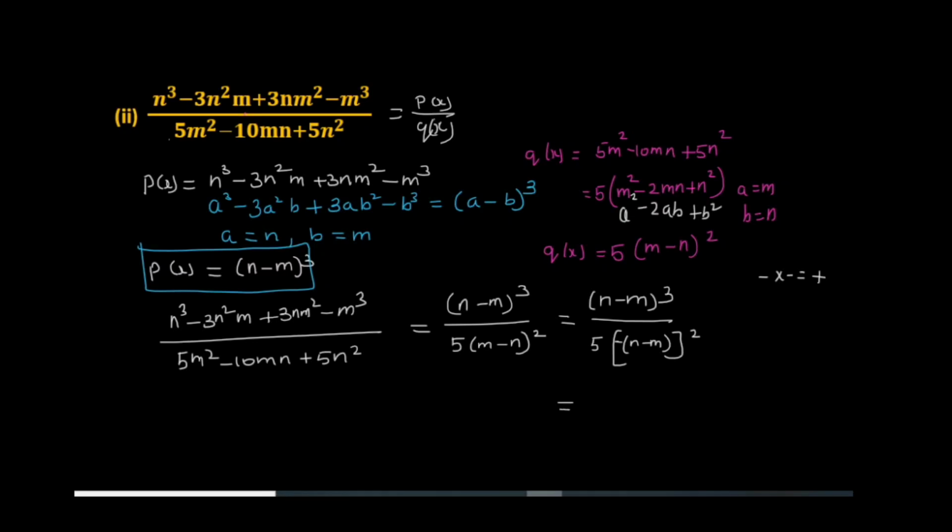Now the numerator is n minus m the whole cube, and in the denominator minus into minus will become plus, so n minus m the whole squared. Now we can cancel two factors from the numerator with the denominator, and the remaining one will be there in the numerator, so n minus m divided by 5 is the answer for the given question.